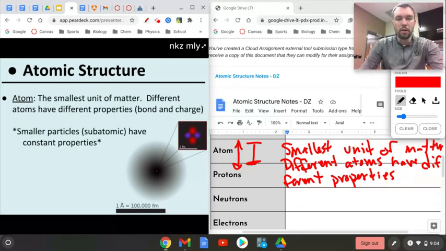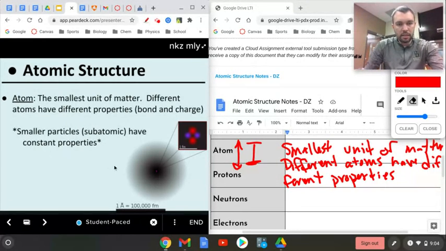So there are smaller particles called subatomic, like sub means underneath, like a submarine goes underneath the water level. Subatomic means that they're under the atom or smaller than the atom, and they have constant properties. Atoms have different properties. If we have a copper or a hydrogen or an oxygen atom, they all act differently. But the parts that make up that atom, these subatomic particles, it doesn't matter if they're in an oxygen atom or a copper atom or a hydrogen atom, they all have the same properties. They're all the same.